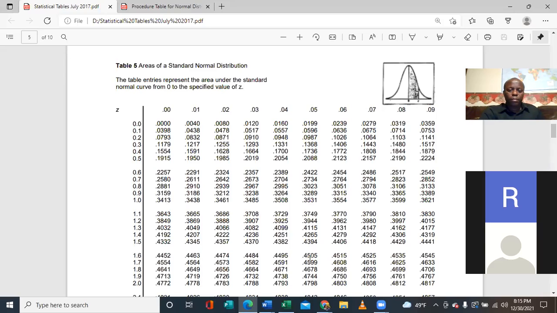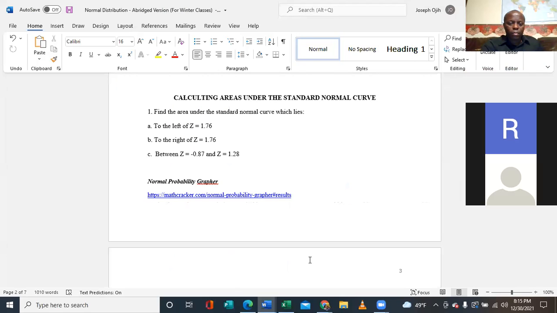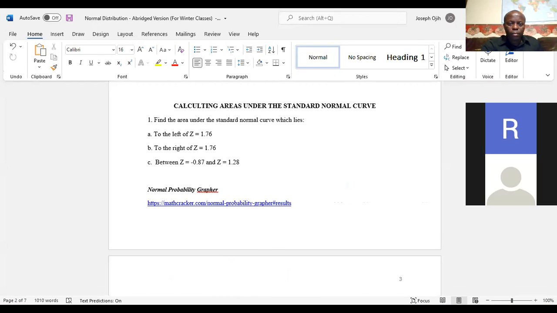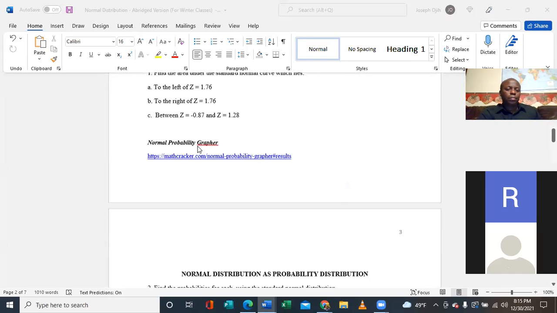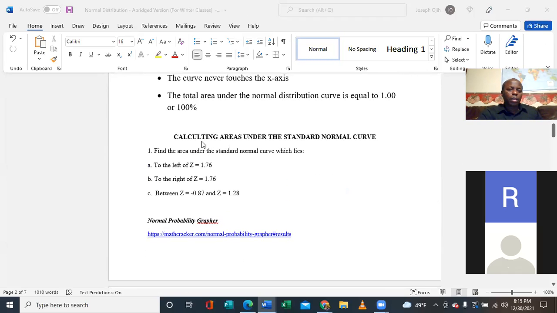So now, with this, we can find the area. I'm going to close the Excel so we have more room. Now let's see how to find the area under the standard normal curve. Let's start with this one. It says calculate the areas under the standard normal curve. Find the area under the standard normal curve which lies to the left of Z 1.76.